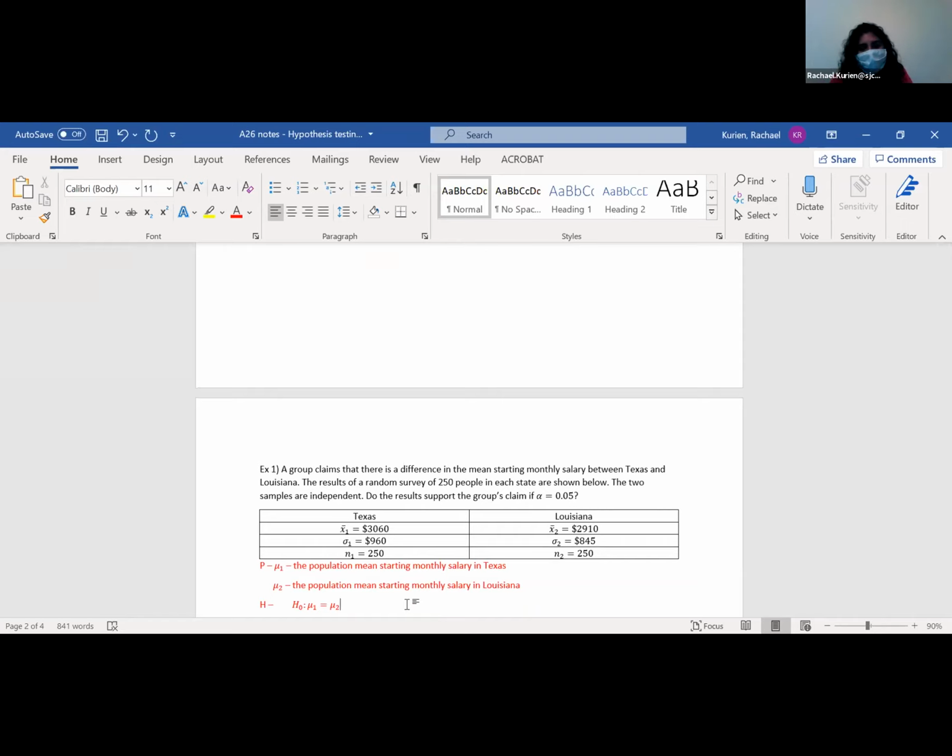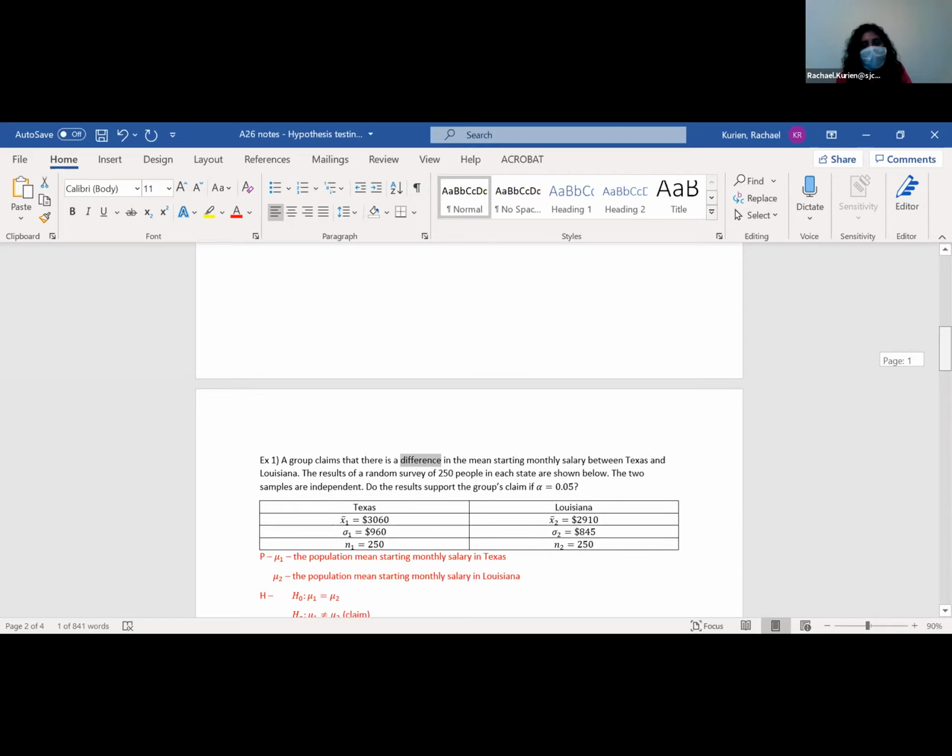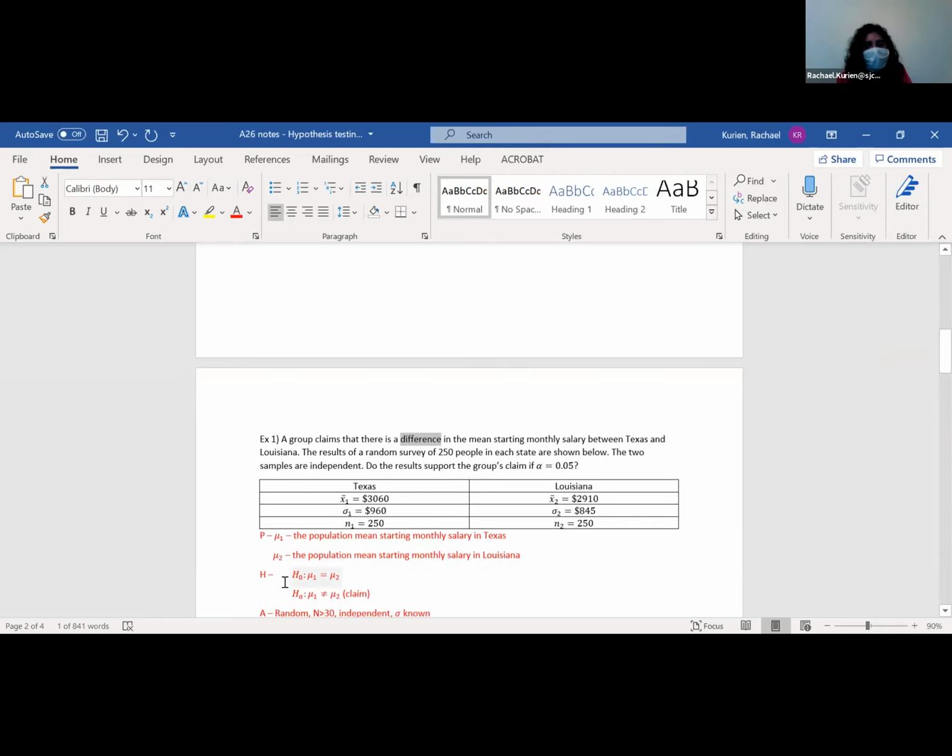We're done with that. Now our hypothesis. So a group claims that there is a difference. Difference means not equals, just like same means equal, difference means not equal. So our claim is in our alternative hypothesis right here. So the opposite of not equals is equal.